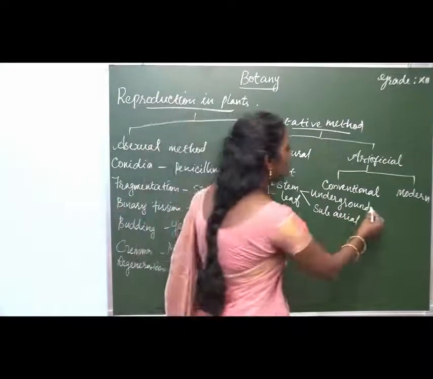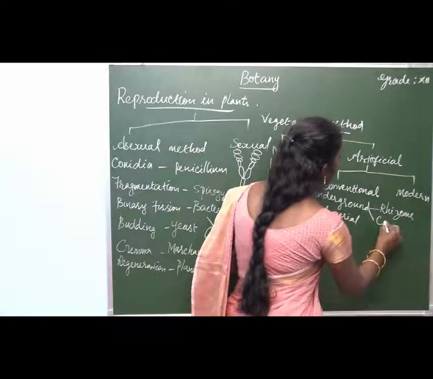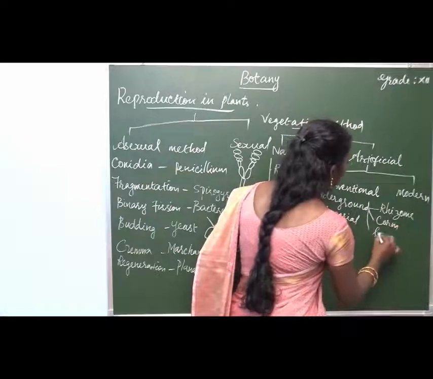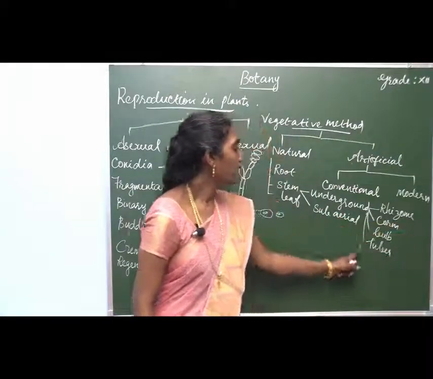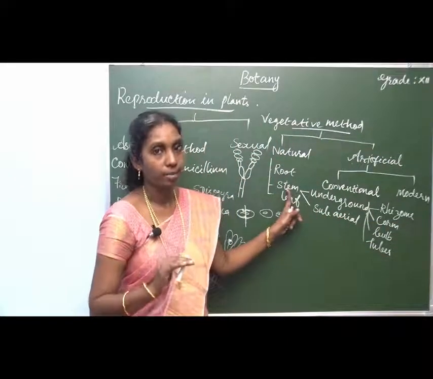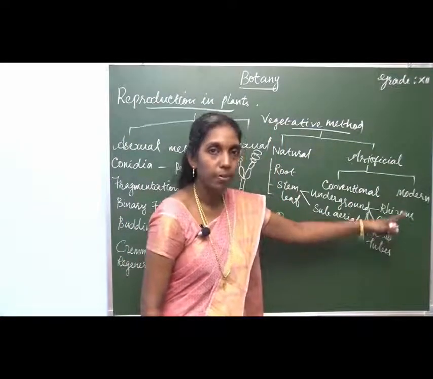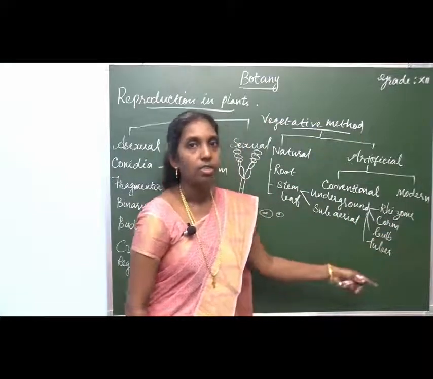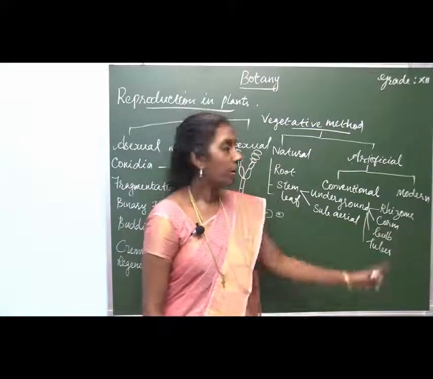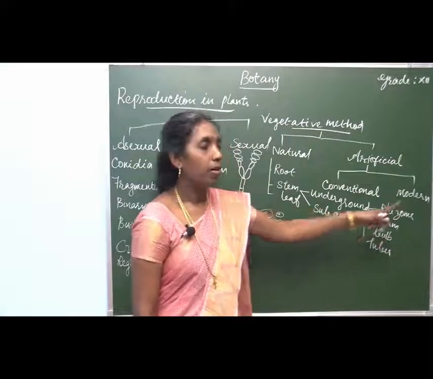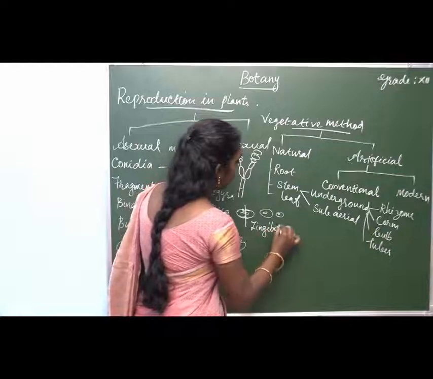For example, the underground modifications are used as storage organs. In this underground modification, there are rhizome, corm, bulb as well as tuber. All these modifications are observed in the underground stem. They are storage organs as well as they perpetuate as propagules. They germinate and are able to develop into a new organism. Rhizome, a common example is ginger. The botanical name of ginger is Zingiber officinale.